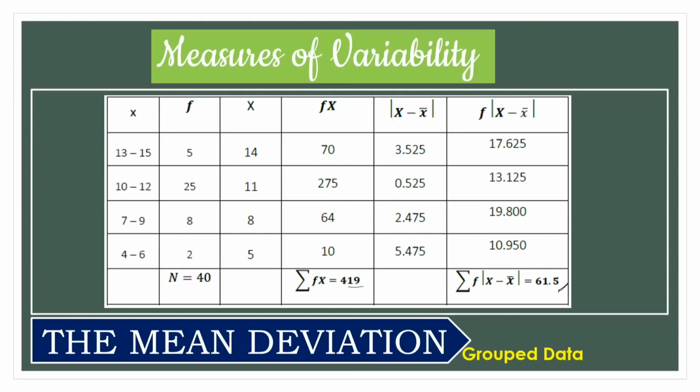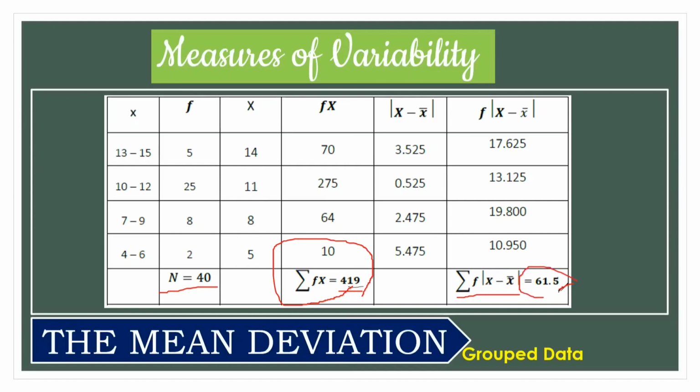Here is a clearer view of the solution that we have done a while ago. Okay, this is a cleaner one, but we obtain the same results. The value of n is 40. The sum of the product of the frequency and the class mark is 419, and the sum of the product of the frequency and the difference between the class mark and the mean is 61.5.